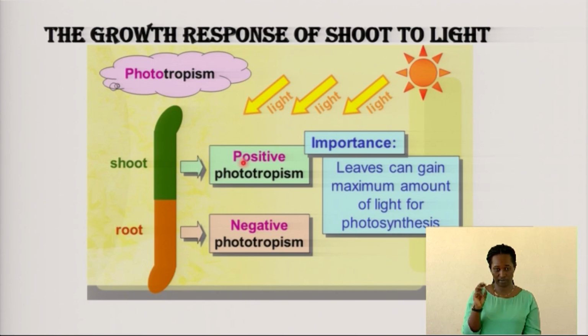We will also have negative phototropism of the root, because you know the root grows towards gravity, going away from sunlight. That's why we say negative phototropism. Leaves can gain the maximum amount of light, which is needed for photosynthesis.